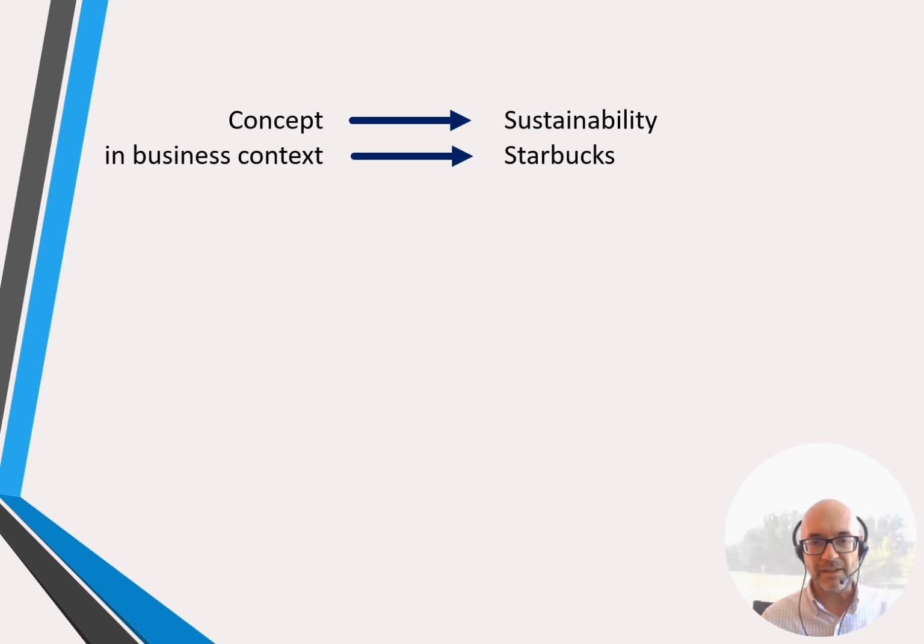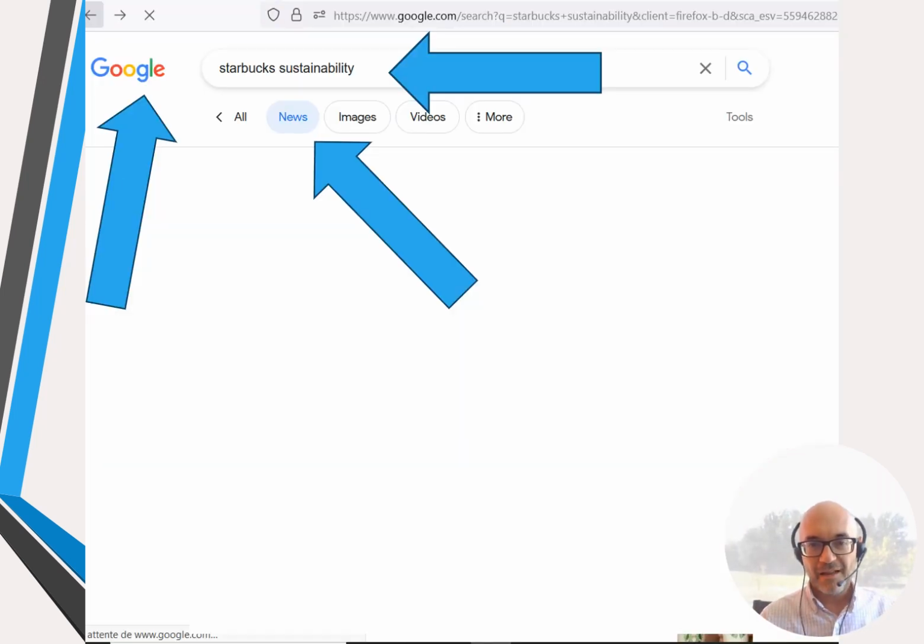My starting point is this combination, a concept plus a context. So one of the four concepts and one business organization, Starbucks in this case. Then I go on the internet, I go to see Mr. Google, not generic Google, but Google News. And I type here Starbucks and sustainability in order to start finding some recently published documents about Starbucks and sustainability together.